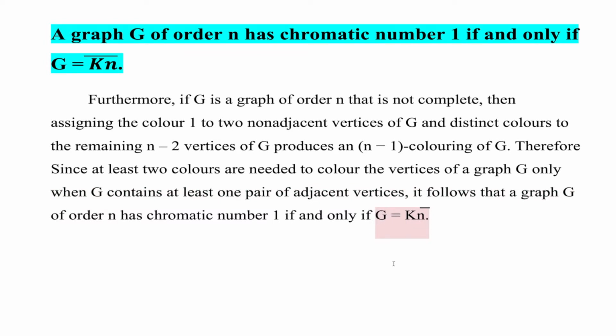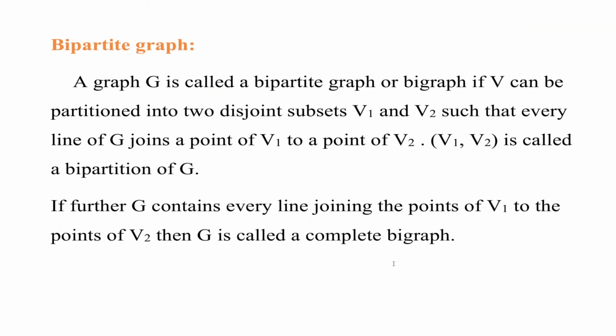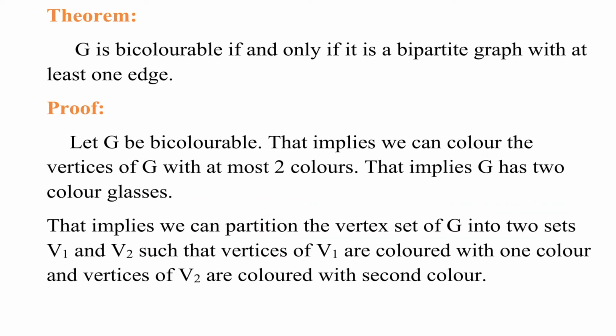Let us recall the definition of a bipartite graph. A graph G is called a bipartite graph or bigraph if the vertex set V can be partitioned into two disjoint subsets V1 and V2 such that every line of G joins a point of V1 to a point of V2, and the ordered pair V1, V2 is called the bipartition of G. If further G contains every line joining the points of V1 to the points of V2, then G is called the complete bigraph. Let us see a theorem now.